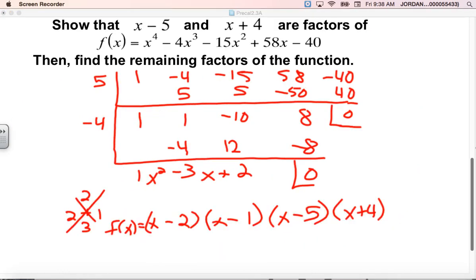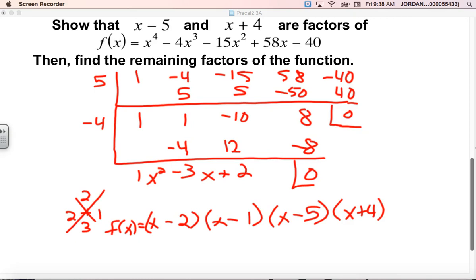Okay, so you can see what we did right here. We put our coefficients up here, 1, -4, -15, 58, and started using 5 in synthetic division because the expression was x minus 5 that we were dividing by. So bring down the 1, multiply, add, multiply, add, multiply, add. We get a remainder of 0, which we would expect.